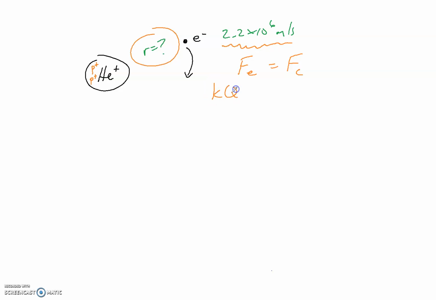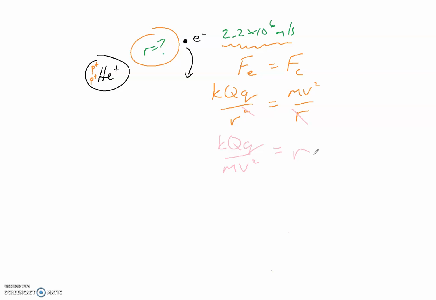So you have kQQ over R squared equal to mv squared over R. Doing it this way is nice, because then one of our radii will cancel out, and then we can solve for it. We just have to flip those two things around, so kQq divided by mv squared would be equal to the radius of the path. And that's about it.